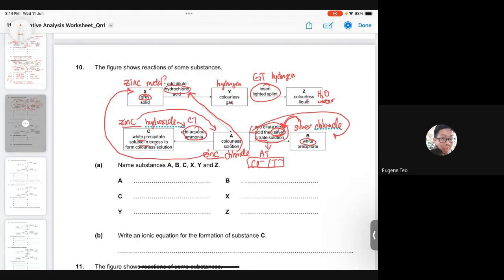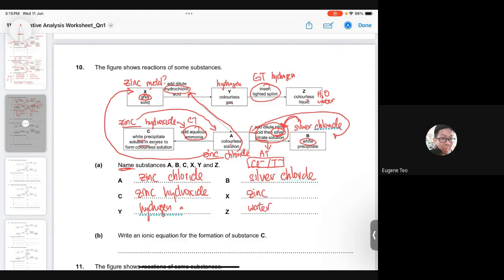So drawing all the arrows to help you relate the different things helps a lot. Now I'm just going to fill in all the final answers here. A itself is zinc chloride. Because it asks for the name, I'm just going to write the name itself. B will be silver chloride. C will be zinc hydroxide. X would be zinc metal, so I just write zinc itself. Y would be hydrogen gas. And Z would just be water.